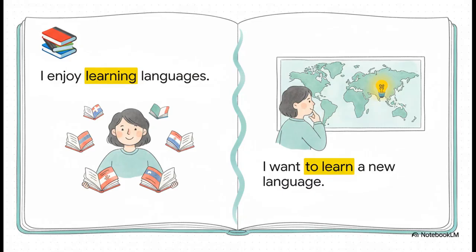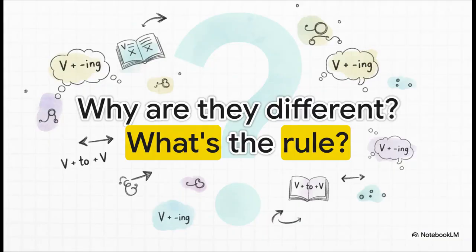We've got two sentences here. The one on the left says, I enjoy learning languages. And on the right, I want to learn a new language. See that? Both are totally correct, but one uses learning and the other uses to learn. And that's a big question, right? So many people learning English ask about the rule here. It can seem a little tricky at first, but don't worry, we're about to make it super clear.